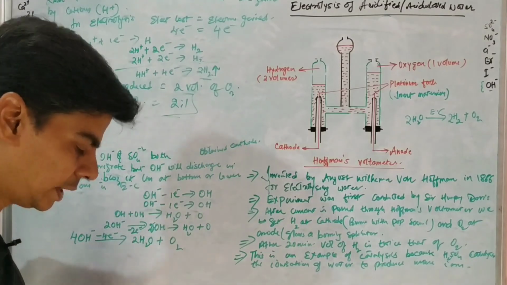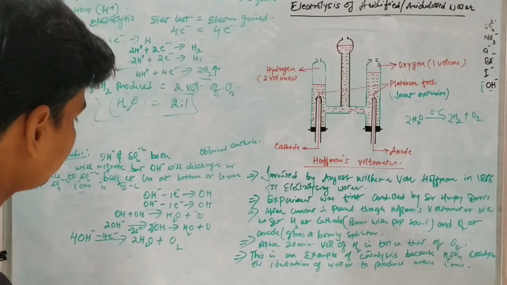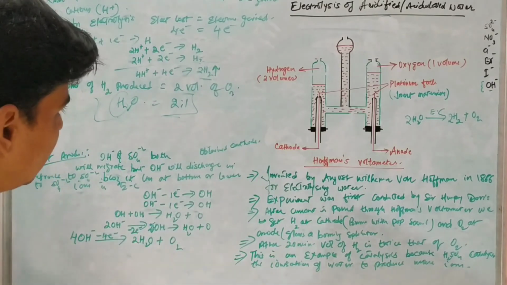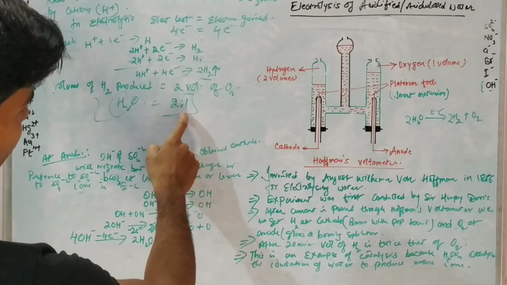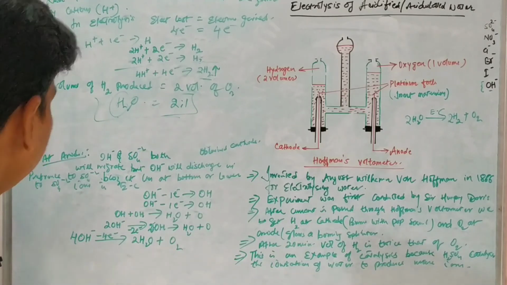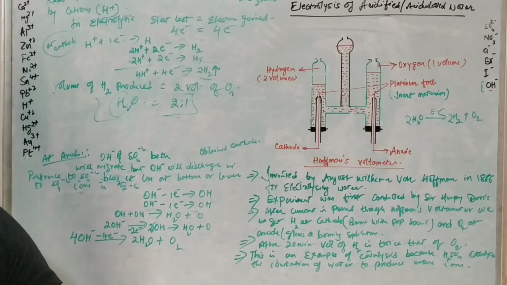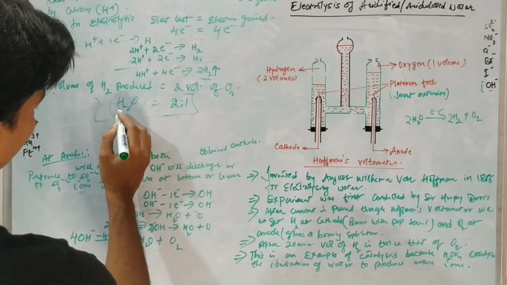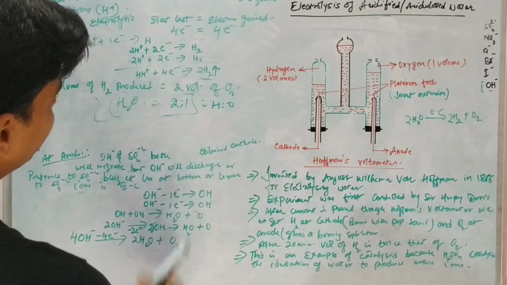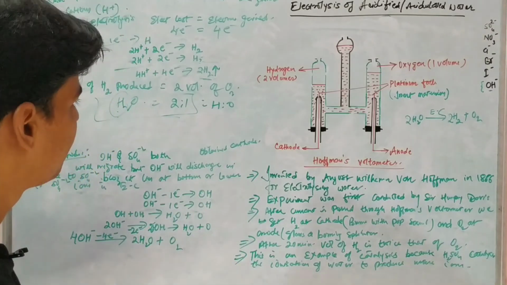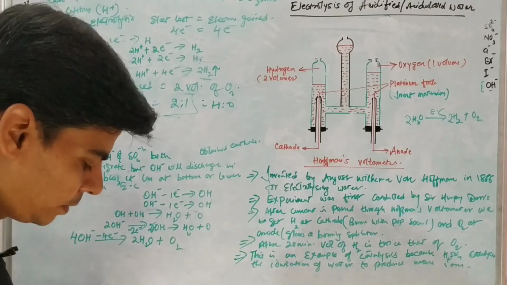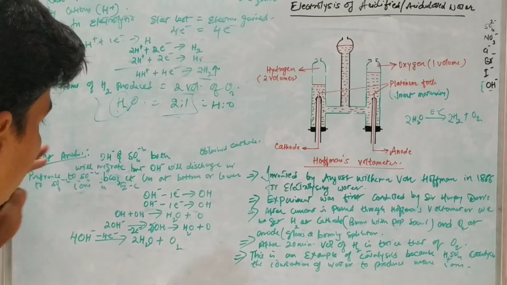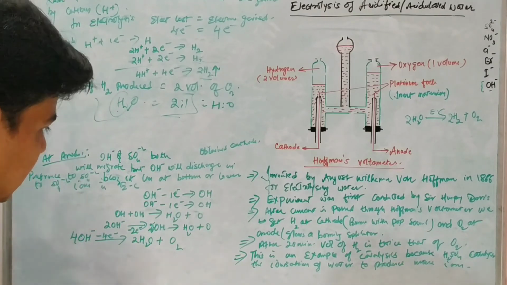This reaction proves this also, right? Because we have 2 volumes of hydrogen and 1 volume of oxygen, right? And which is a 2:1 ratio, right? So the ratio of hydrogen to oxygen is 2:1 by volume, right? That's why we say the ratio of hydrogen to oxygen is 2:1 by volume.